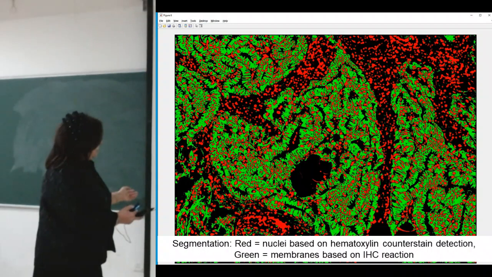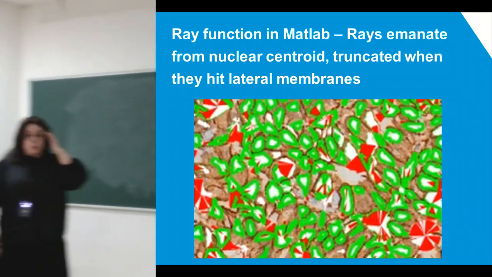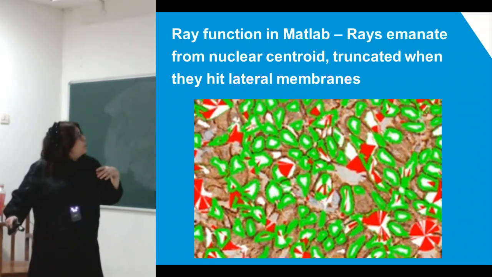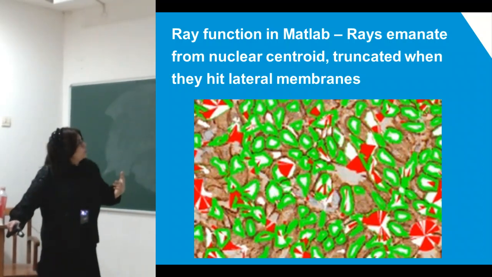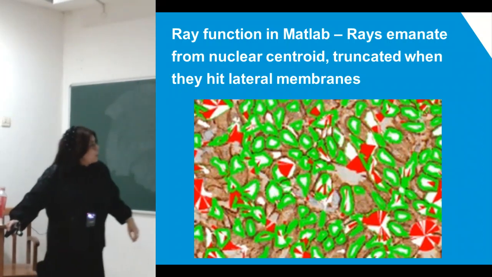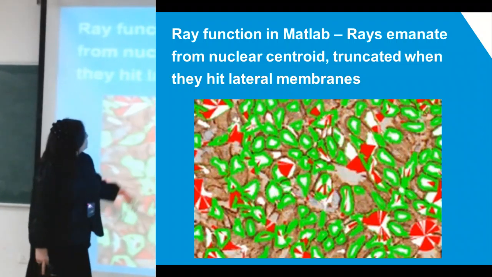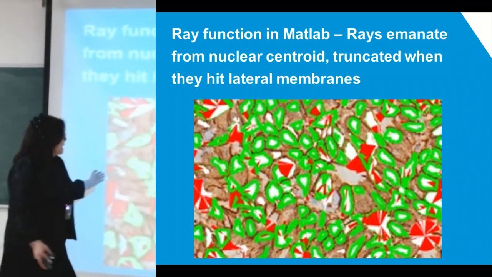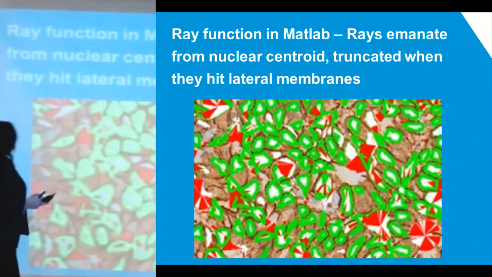And hold on. Okay. So once you've got the cells and once you've got the membranes, how do you calculate the tall? We were going back and forth for a while on this. One of the things that Scott was using was the ray function in Matlab, where you start off with the center of the nucleus, you send out rays, and you see where the rays are stopped, truncated by the membranes.